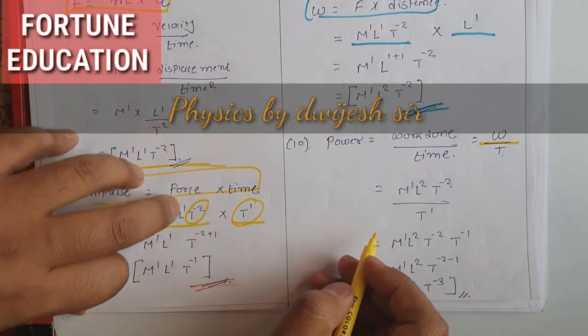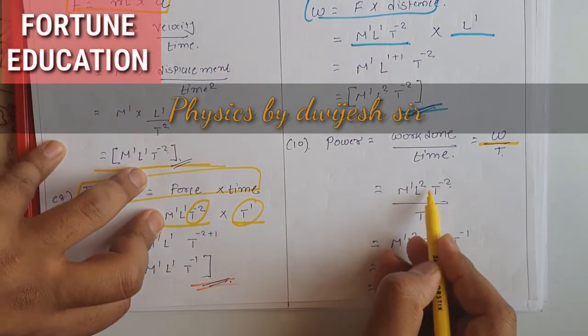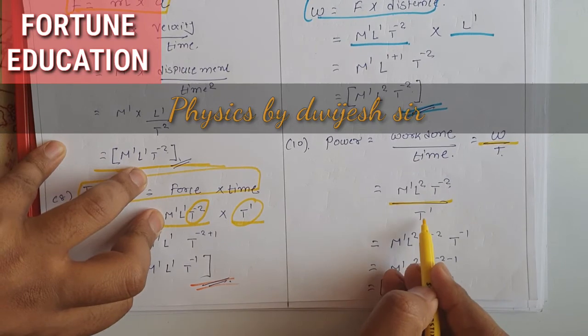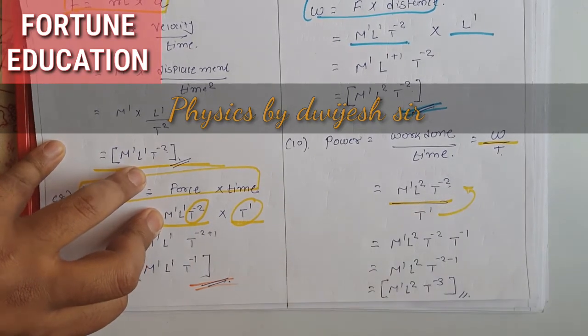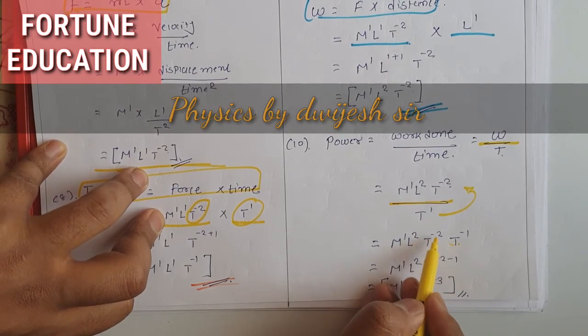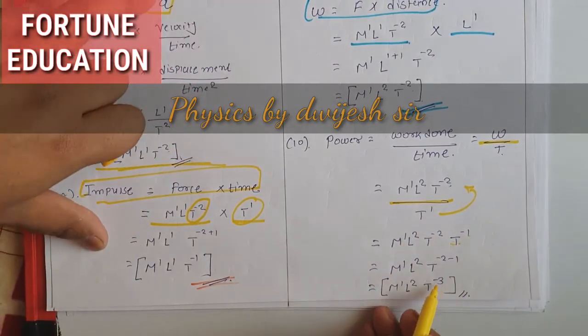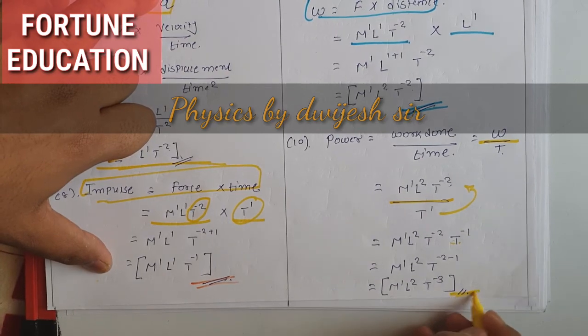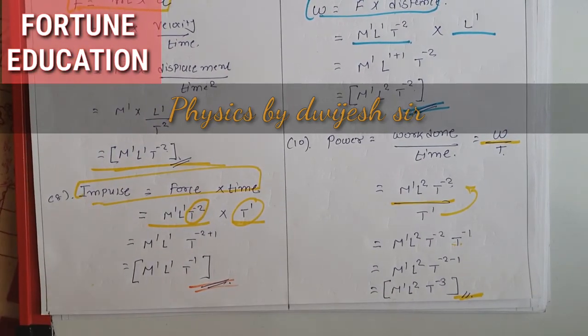So power equals work done upon time. Work done equals M^1 L^2 T^-2 upon time T^1. If this T^1 goes from the denominator to the numerator, the power is minus 1. When the bases are the same, minus 2 minus 1 is minus 3. So M^1 L^2 T^-3 is the dimension formula for power.